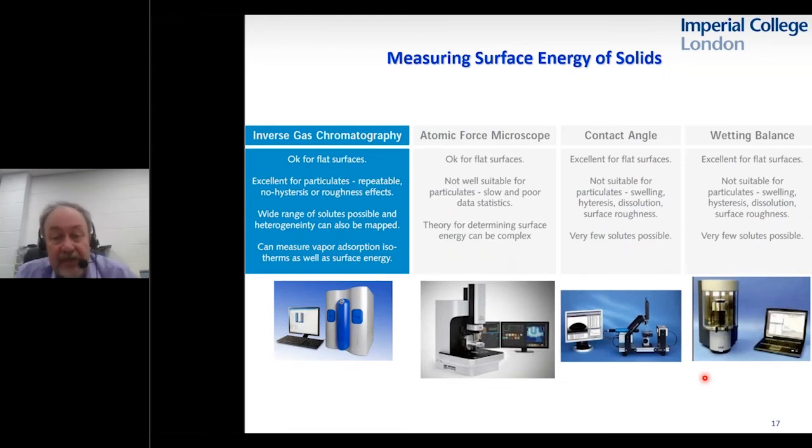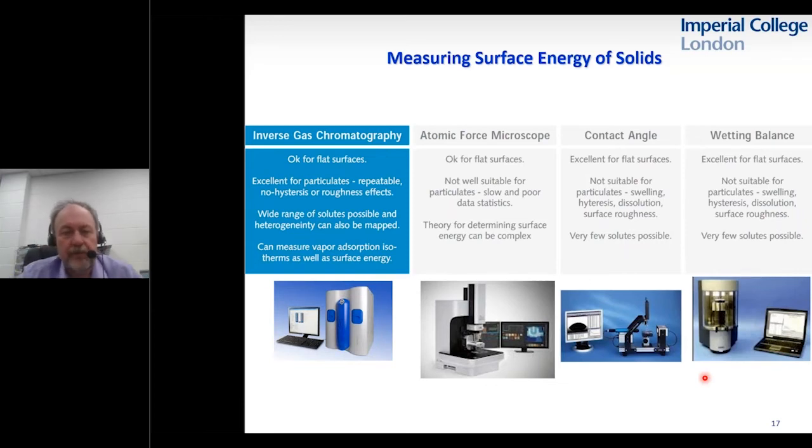The most common technique is to do contact angles, sessile drop, put a drop of liquid on a surface in question, measure the advancing and the receding angles. That's very, very common, very simple, and for flat surfaces, it's a great technique. But if you've got a particulate material, if it swells, if there's hysteresis, dissolves, if it's rough, there are a range of complications, making it pretty tricky.